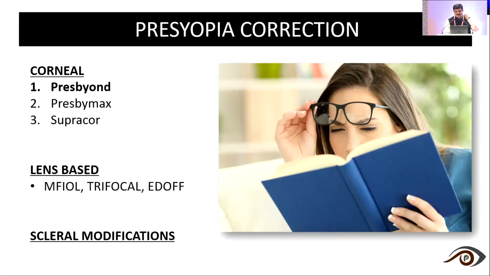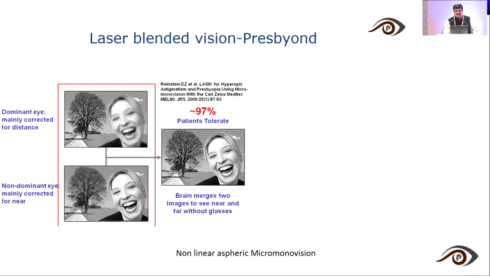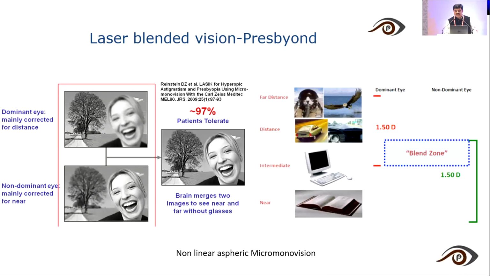Coming to one or two words about presbyopia correction, you have Presbeyond, Presbymax and Supracor, all on the corneal platform. On the lens-based platform, you have multifocal IOL, trifocal IOL and EDOF. Presbeyond combines both micro-monovision and increased depth of focus by using the MEL 80 or MEL 90 excimer system with the help of CRS Master. Basically you have to treat both eyes, and 97% of patients adapt to this treatment very well. We make the dominant eye emmetropic and the non-dominant eye myopic by 1.5 diopters, with a blend zone where the vision from both eyes meets up.